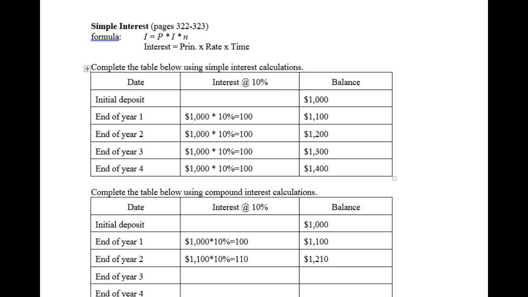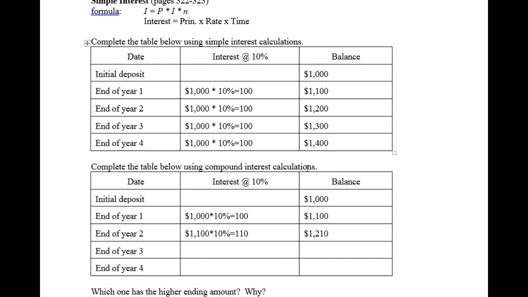Welcome back. How did you do? At the end of year 3, you still earn another $100 of interest, so it's now $1,300. At the end of year 4, you've earned another 10% on your initial deposit, so your value has grown to $1,400. This is an example of how you accumulate interest using simple interest calculations. Let's now complete an example where you do the same problem using compound interest calculations.